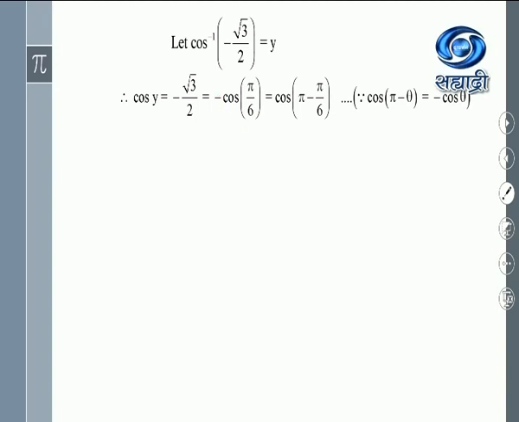But this minus sign, with the rules, we will have to write in this form: cos of pi minus pi by 6, because in the second quadrant cos is negative. So this is in the second quadrant, but the actual difference is 6 pi minus pi upon 6, which is 5 pi by 6. Therefore, cos y is equal to cos 5 pi by 6, and therefore we equate y with 5 pi by 6.